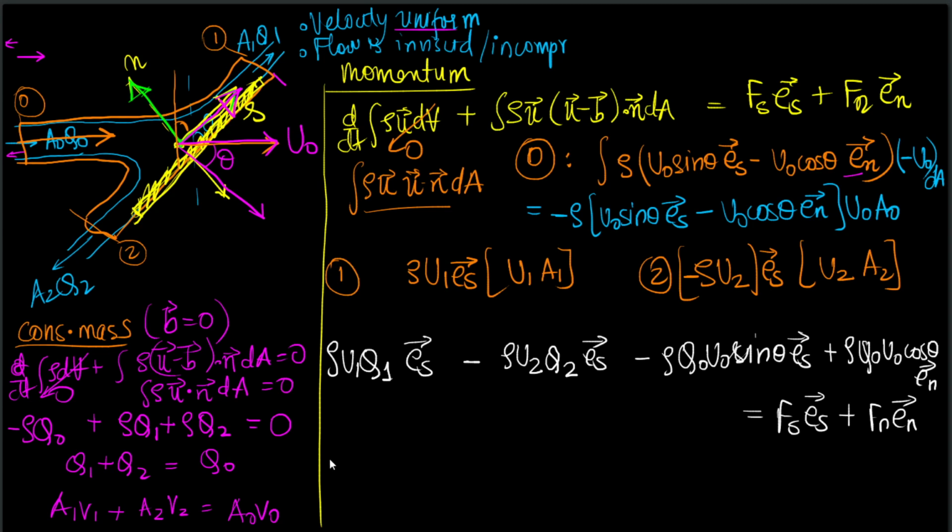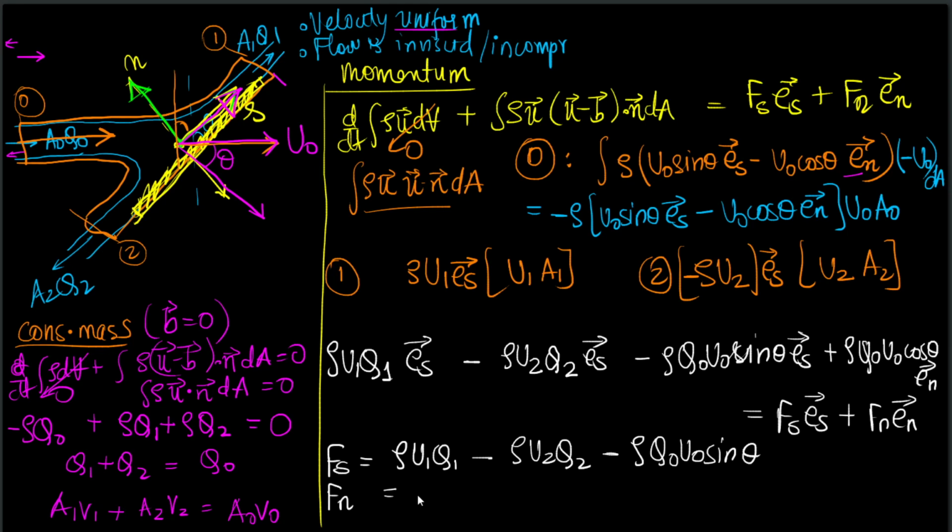So this implies the force in the s direction is going to be, let us collect all the terms in the s and n directions respectively. It's going to be rho u1 q1 minus rho u2 q2 minus rho q naught u naught sine theta. The force in the n direction is going to be simply rho q naught u naught cos theta.